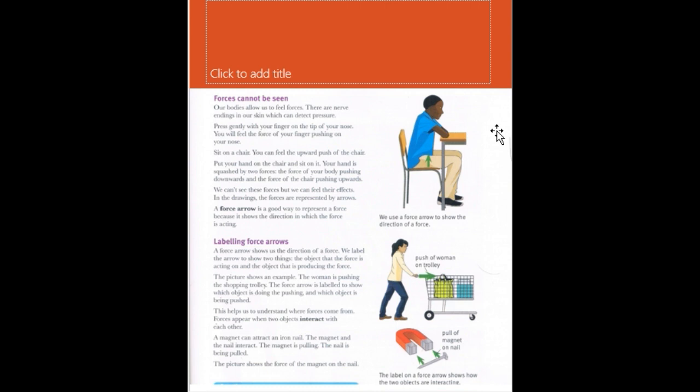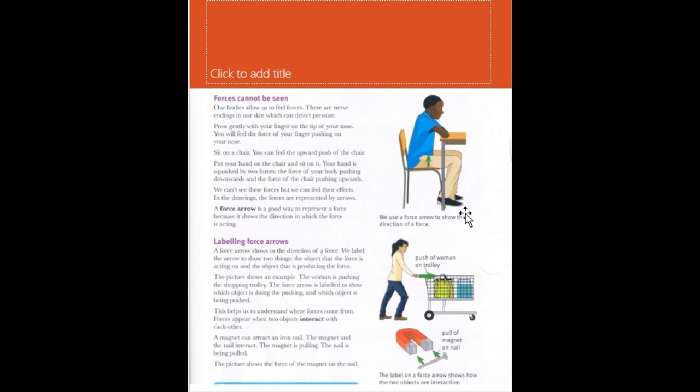Or sit on the chair. You can feel the upward push of the chair. Or put your hand on the chair and sit on it. Your hand is squashed by 2 forces. One, the force of your body pushing downward, and the second one, the force of the chair pushing upward. Students, we cannot see these forces, but we can feel their effect.